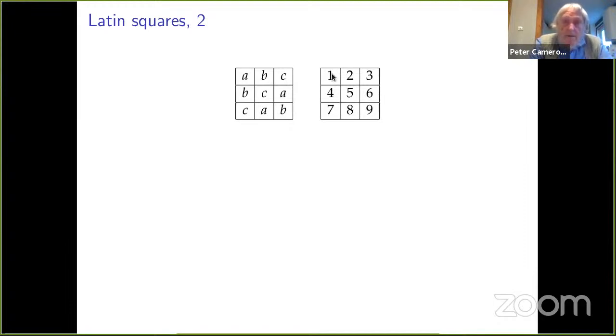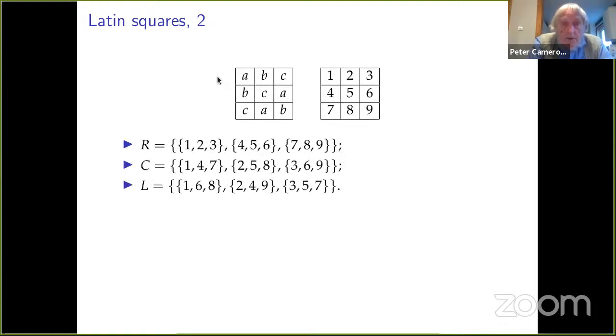So here's what it looks like in that example. On the right, I've just taken the cells and I've numbered them so that I can identify them. These numbers only say this is cell number 1, cell number 2, cell number 3, and so on. Here's the original Latin square. The partition into rows: the rows are 1, 2, 3; 4, 5, 6; and 7, 8, 9. So those are the three parts of the partition. Similarly, the columns are 1, 4, 7; 2, 5, 8; and 3, 6, 9. And the letters, well, A occurs in positions 1, 6, and 8. B occurs in positions 2, 4, and 9, and C in positions 3, 5, and 7. So those are the three partitions.